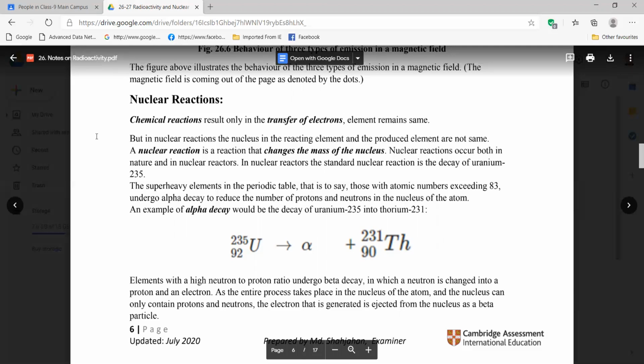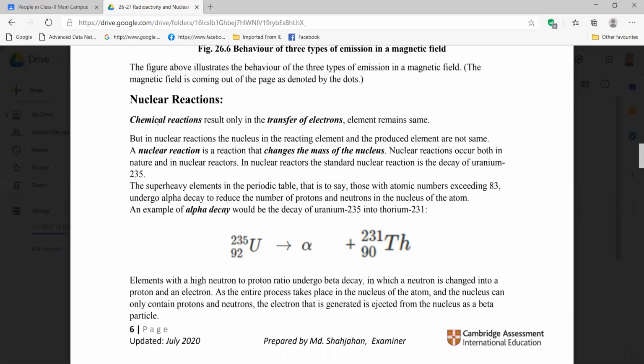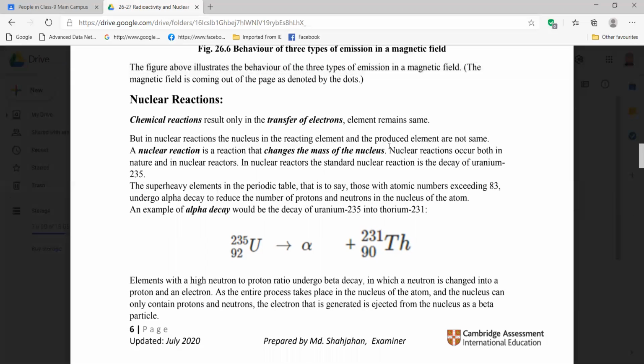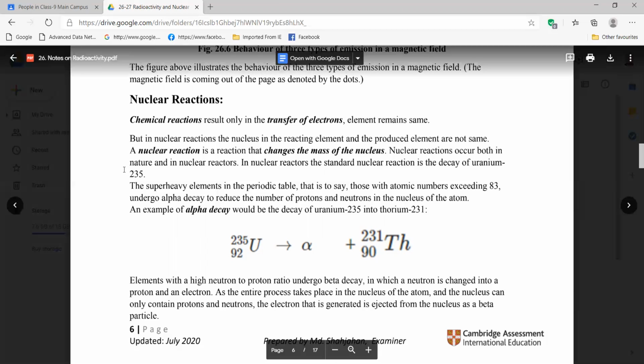Okay, is it clear? So the first thing is the difference: chemical reactions deal with electrons, and nuclear reactions deal with the nucleus or nucleons. Nucleons means protons and neutrons. Is it clear, all of you?